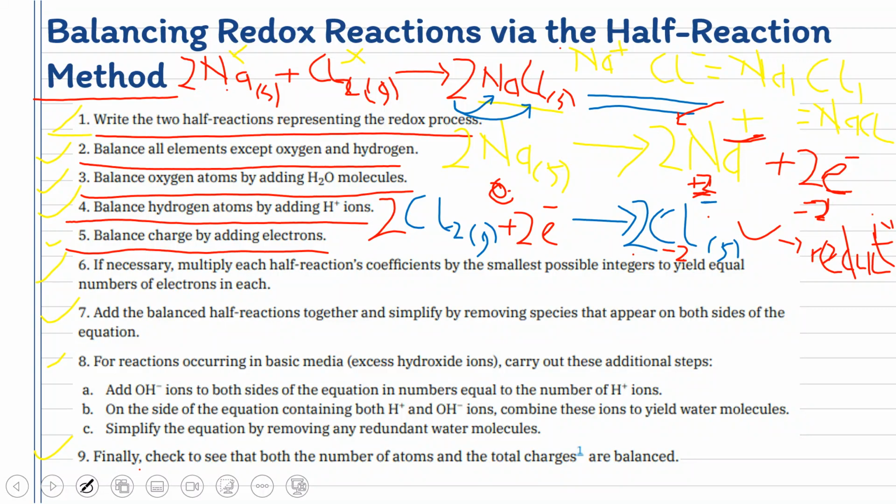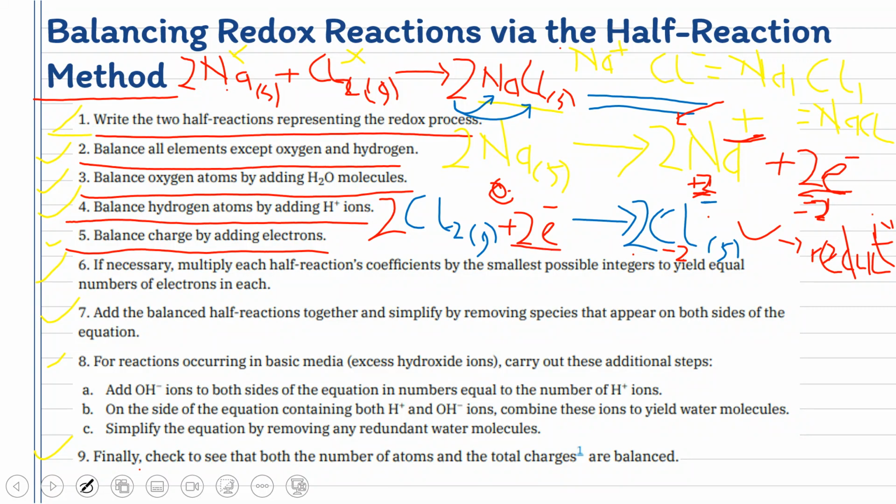Now step 6 says if necessary. Anytime you see if necessary, it means that it might not be necessary. If it's not necessary, you don't do it. But if it's necessary, then you do it. Step 6 says that if necessary, multiply each half reaction's coefficient by the smallest possible integers to yield equal numbers of electrons in each. We want to make sure that the electrons are equal. But in this case, the electrons are already equal. There are 2 electrons here, and 2 electrons here.